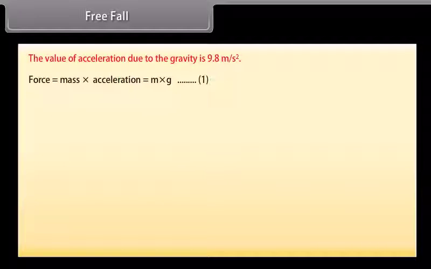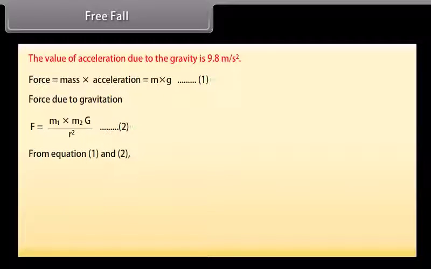Force is equal to mass into acceleration, which is equal to m into g, equation 1. Force due to gravitation, F is equal to m1 into m2 G upon r square, equation 2. From equations 1 and 2, m into g is equal to m1 into m2 G upon r square. g is equal to GM upon r square. g is equal to 9.8 meter per second square.